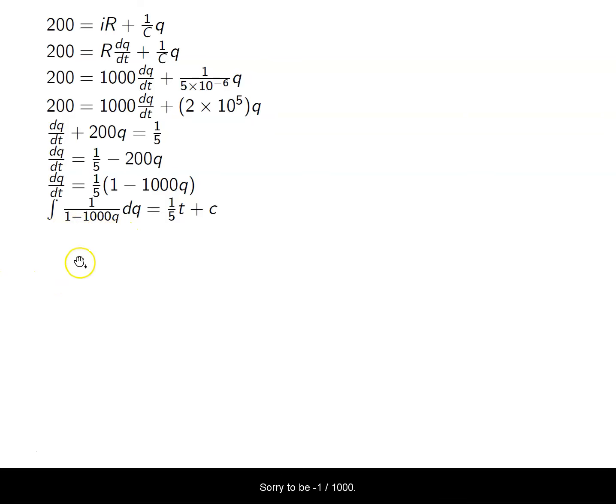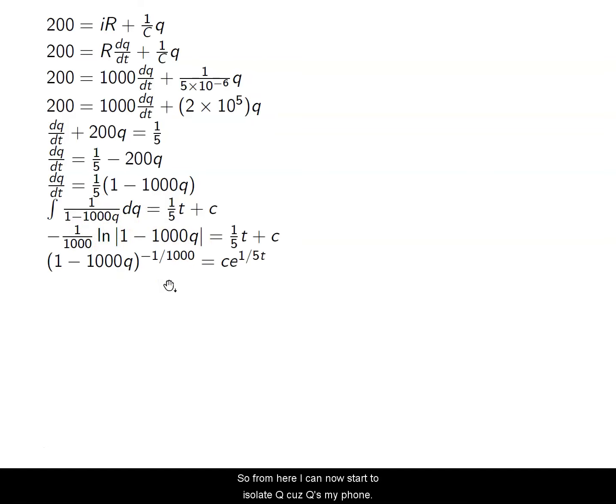Sorry, it'll be negative 1 over 1,000 natural log of 1 minus 1,000 q, right? Because of that u-sub I'm going to have. So from here, I can now start to isolate q, because q is my function. t is just the variable, q is the function. So I can raise everything to the power of e. This turns into an exponent, the natural log will cancel out, so I have 1 minus 1,000 q to the negative 1/1000th power.